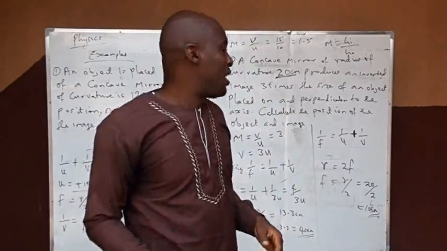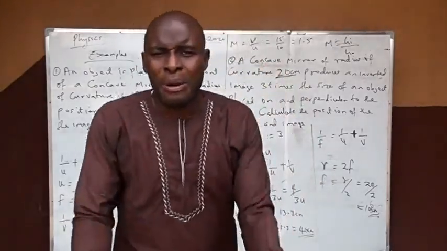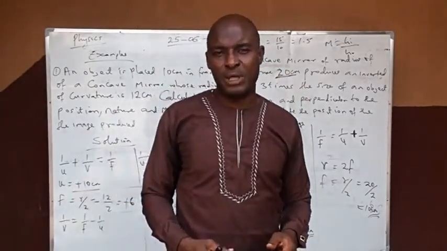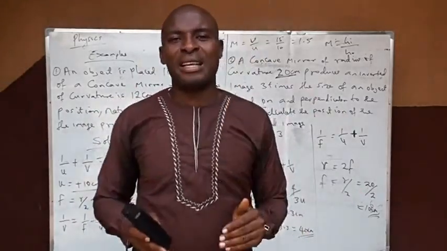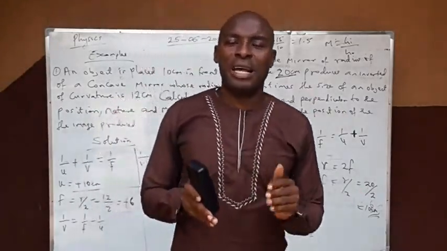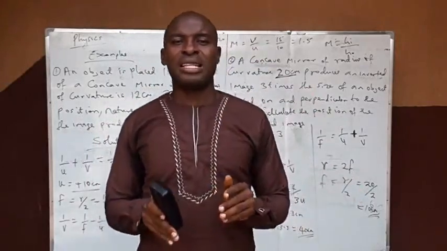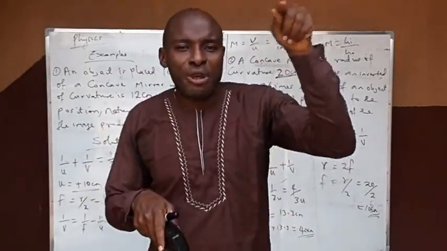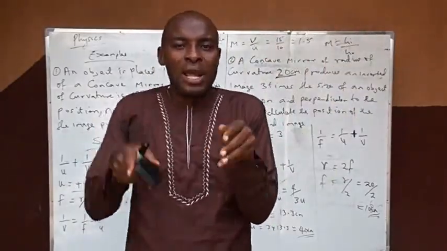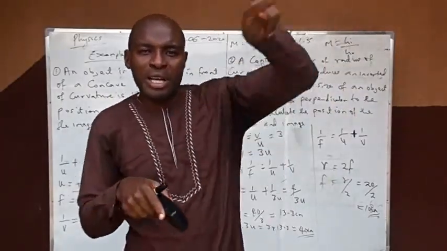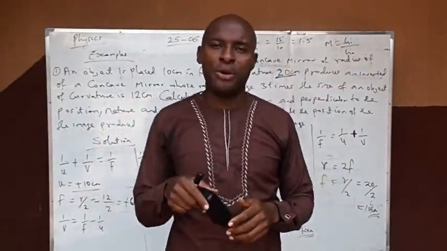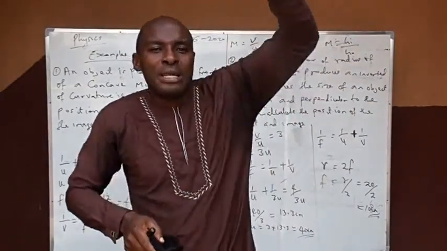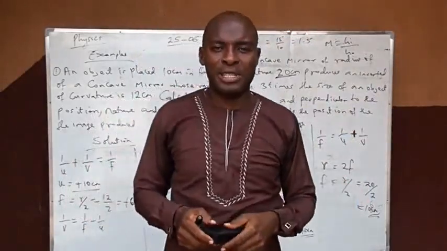So my dear students, I believe that our specific objective has been achieved, that is, how you can differentiate between a concave and a convex mirror. I told you that a concave mirror is the one whose reflecting surface is curved inwards, like the inward side of a spoon. I've shown you a spoon before. That inward side of the spoon is the reflecting surface for a concave mirror, while for a convex mirror, the back of the spoon is the reflecting surface.